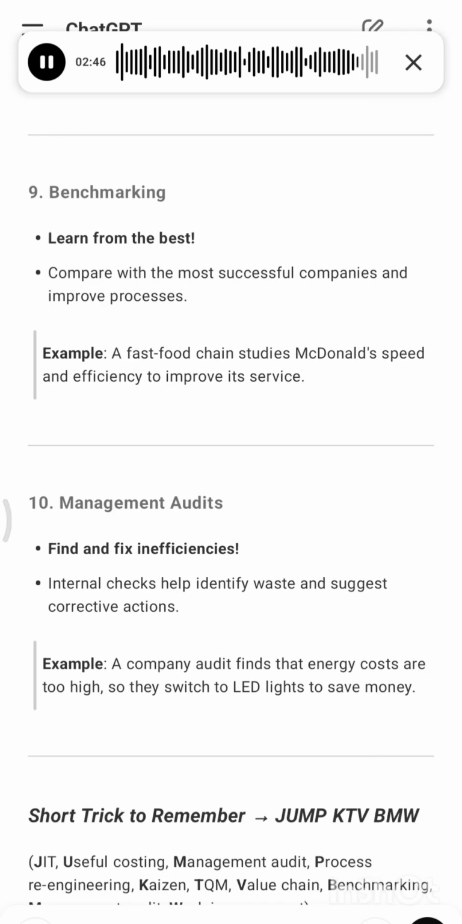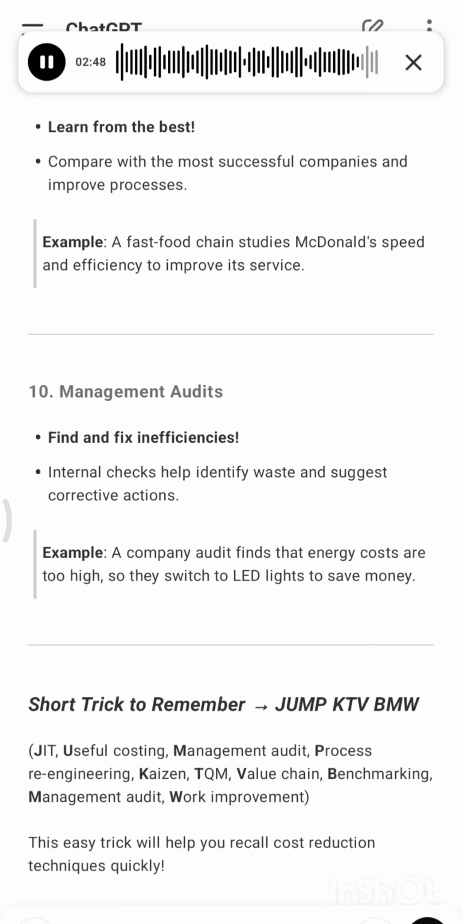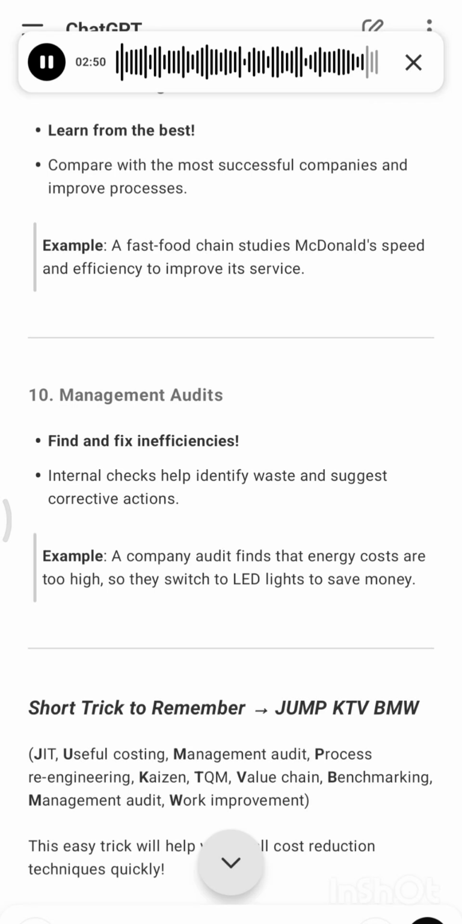Short trick to remember: JUMP KTVB, USEFL costing, management audit, process reengineering, Kaizen, TQM, value chain, benchmarking, and management audit, work improvement. This easy trick will help you recall cost reduction techniques quickly.